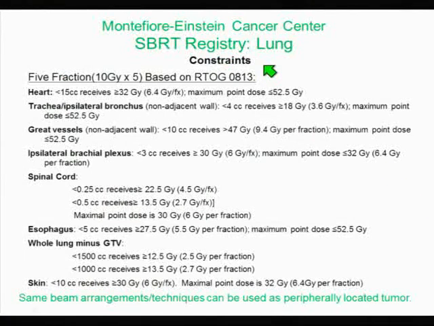So for centrally located lesions, we follow the RTOG 0813, which has more constraints because it's in the central location. So we are doing 10 gray times 5, and it includes the great vessels and some other constraints. We find that you can use the same technique, 3 partial arcs, just 2 non-coplanar. Mostly you can meet those constraints without much problem.